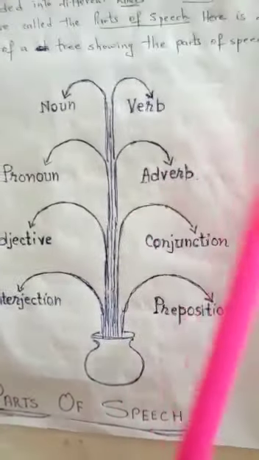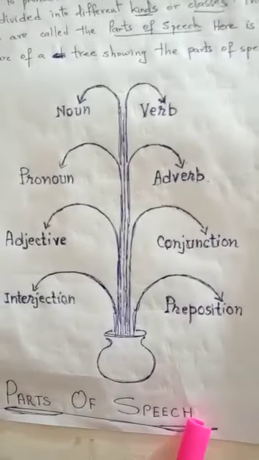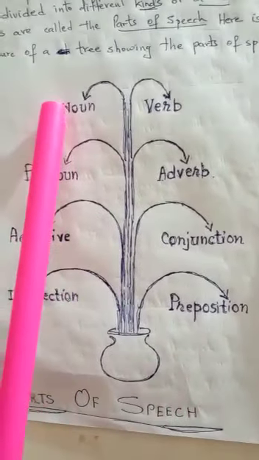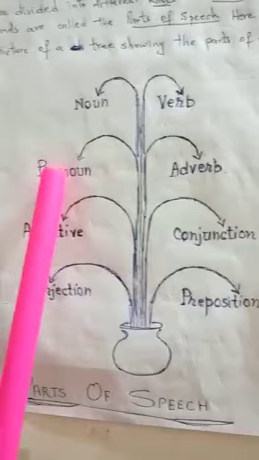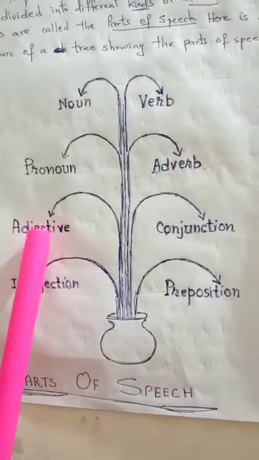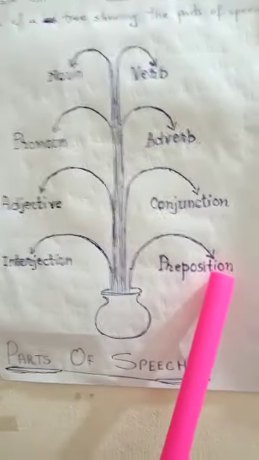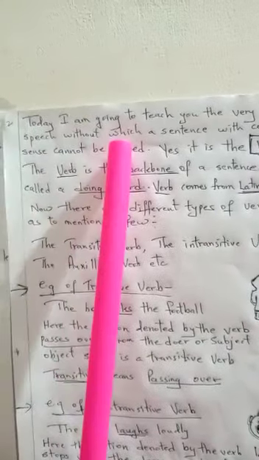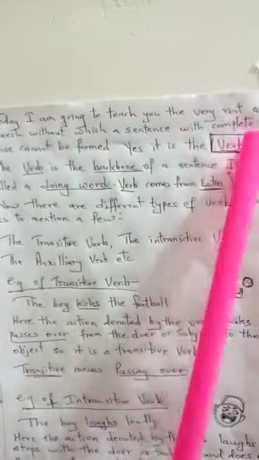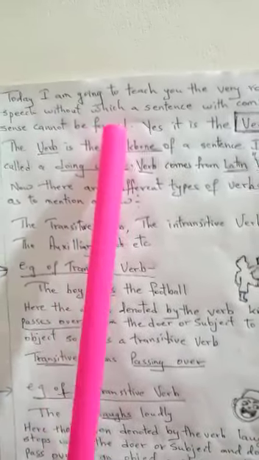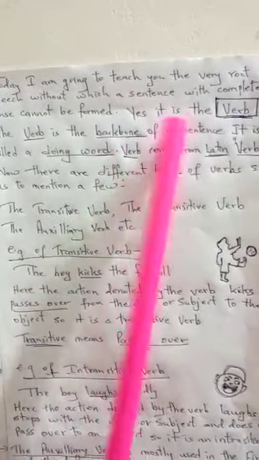The main parts of speech are 8 in number and they are called noun, verb, pronoun, adverb, adjective, conjunction, interjection and preposition. Today I am going to teach you the very root of speech without which a sentence with complete sense cannot be formed. Yes, it is the verb.